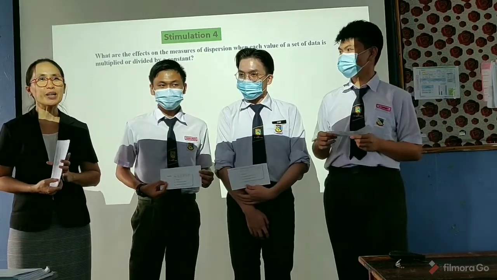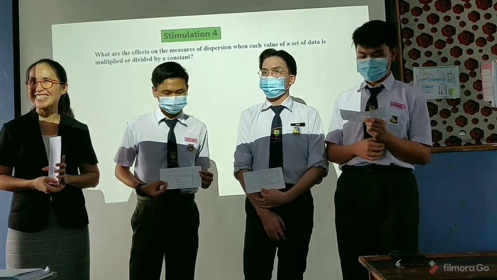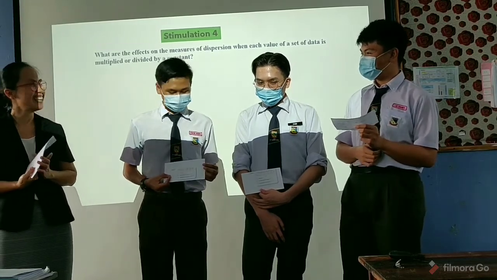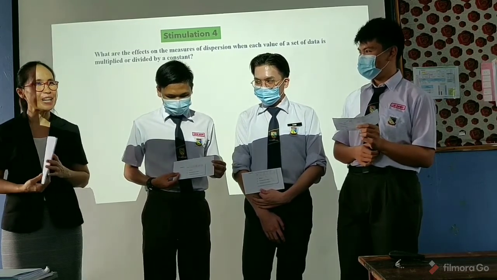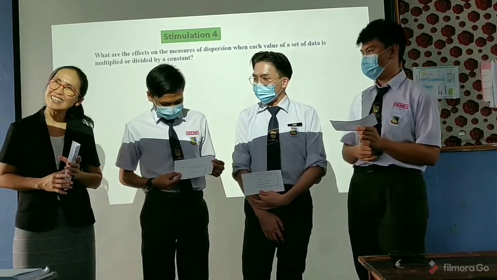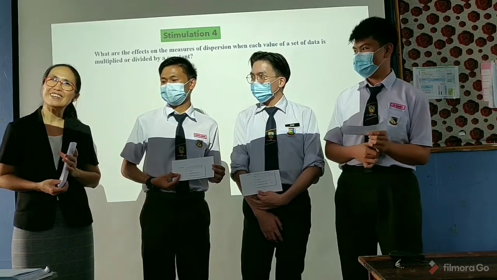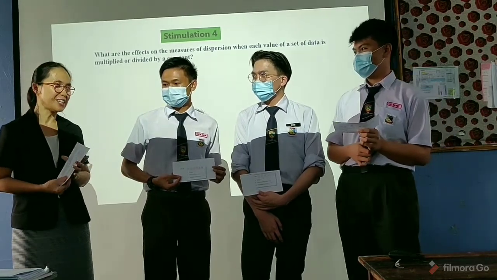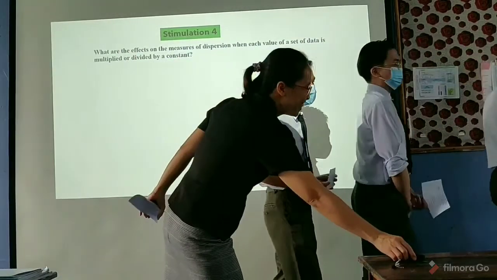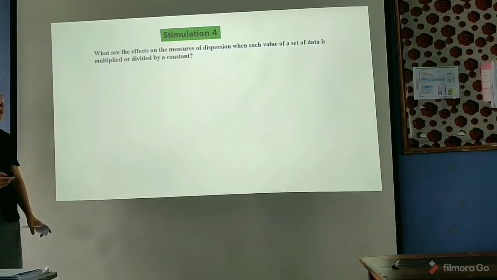So, what conclusion can you make? When you divide or multiply the range by some number, the interquartile range and standard deviation will also be multiplied or divided by that same number. Okay, very good. Thank you very much.